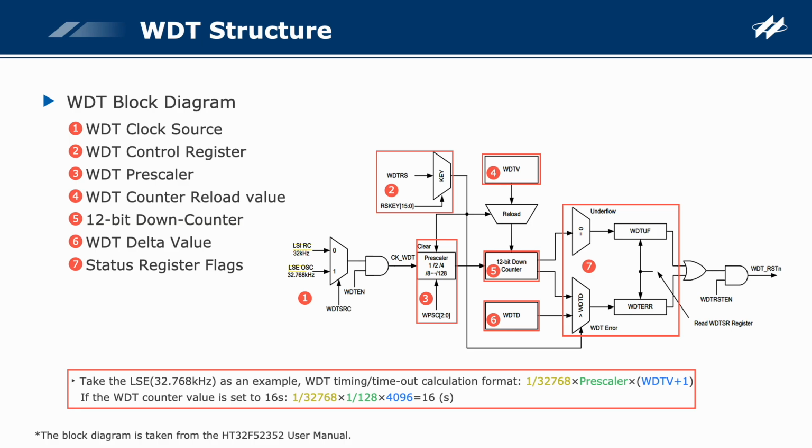Note that the watchdog timer uses two clocks, PCLK and CK_WDT. The PCLK clock is used for APB access to the watchdog registers. The CK_WDT clock is used for the watchdog timer functionality and counting.